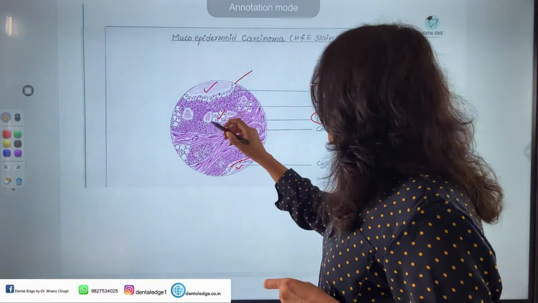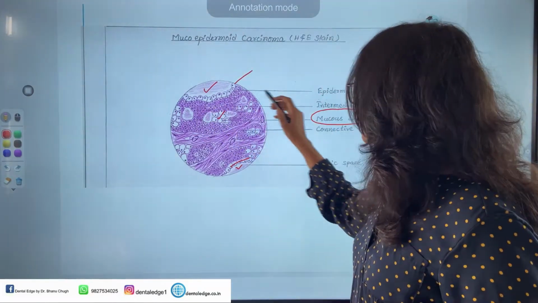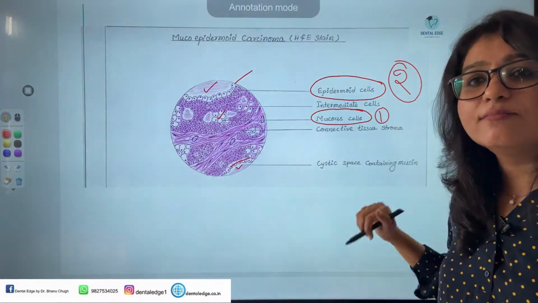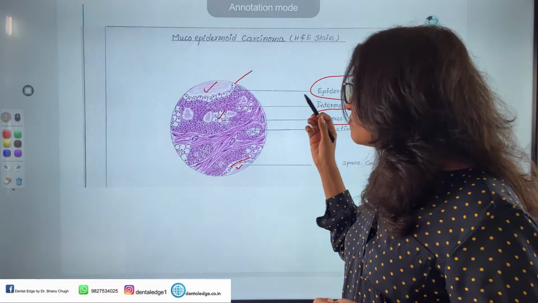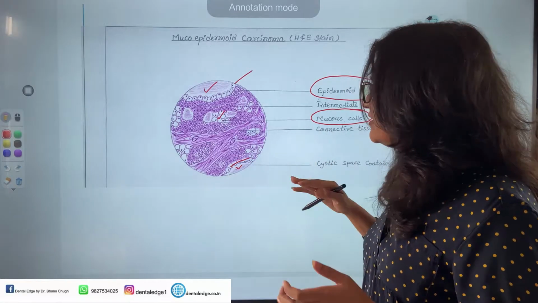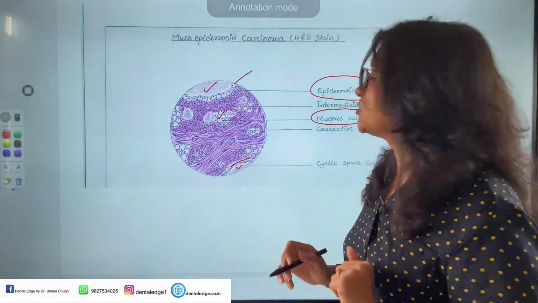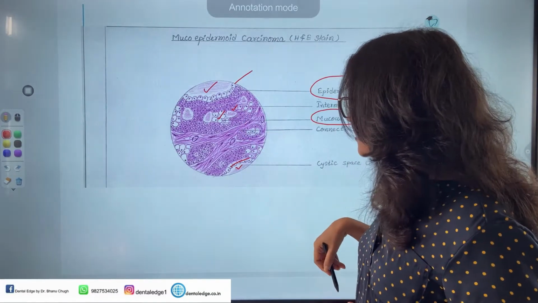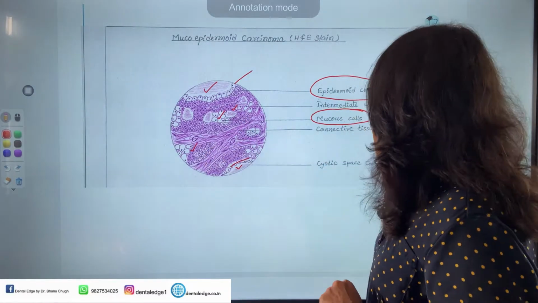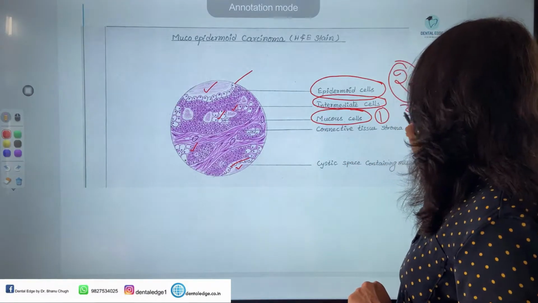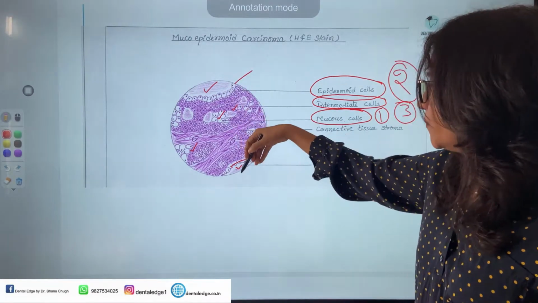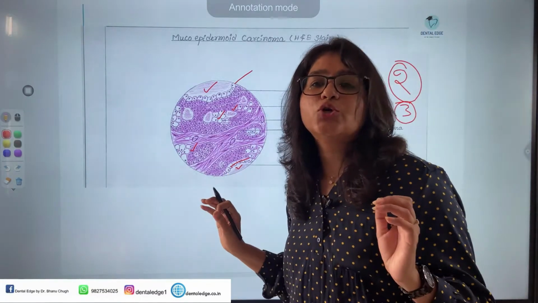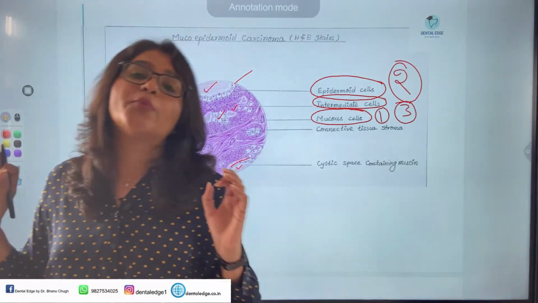Then there are epidermoid cells. You can appreciate these are the flat cells that I have drawn. These are the second population of cells, the epidermoid cells. And then there are small cells, slightly larger than basal cells but smaller than the squamous cells, and they are the intermediate cells. These are the intermediate cells that I have drawn. So this is the third population. We can also appreciate cystic spaces. This is the connective tissue stroma. So this is how you will draw the diagram of a mucoepidermoid carcinoma.